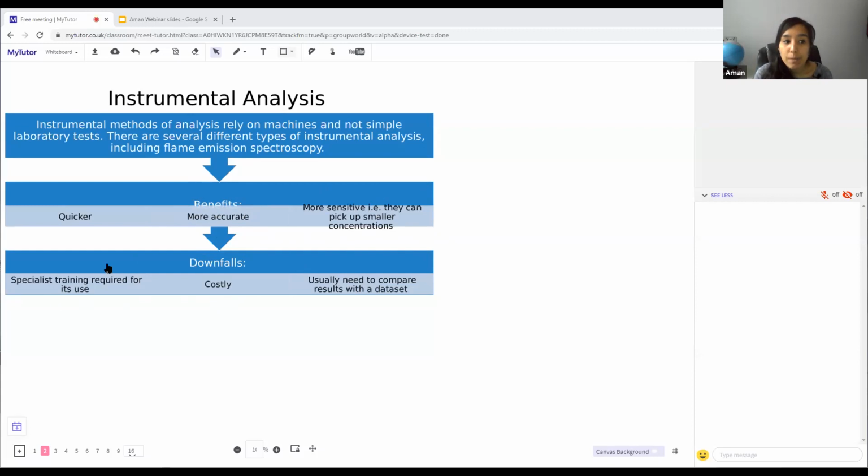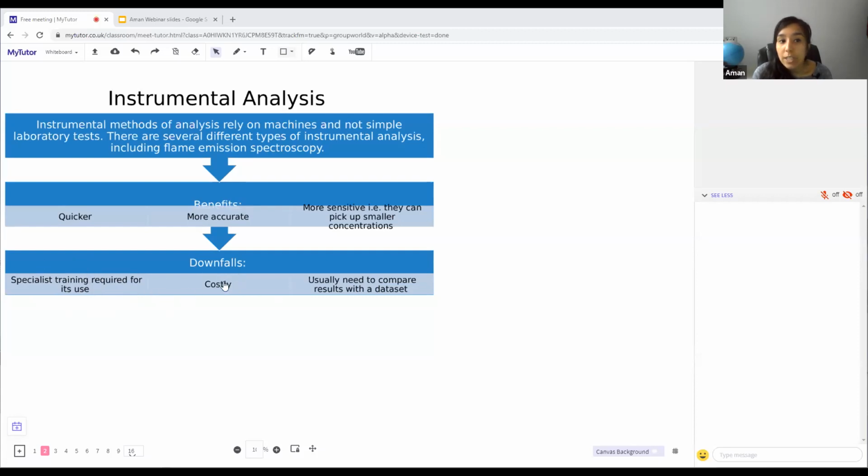As I said before, you need specialist training. So often we wouldn't be able to do it ourselves. That's why we have to resort to simple lab tests. But people that are trained to do it can do it. But as I said, it's specialist training, and that training can be costly. As well as that, it takes time to train up.